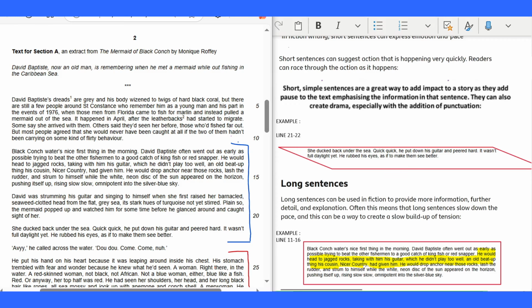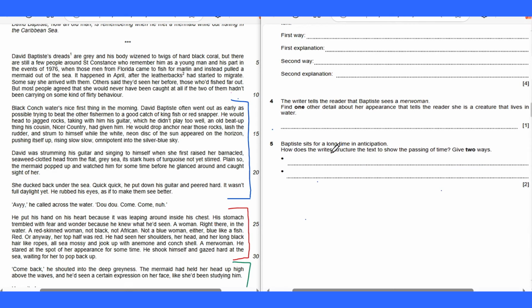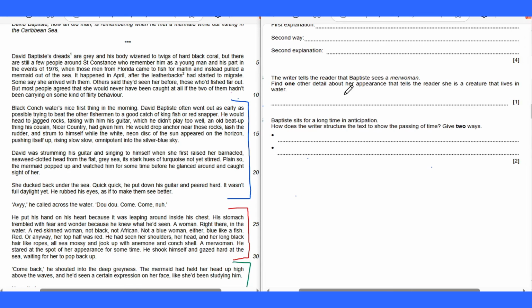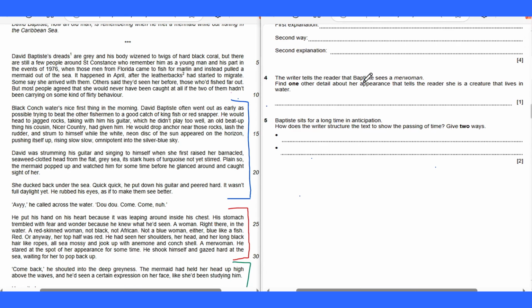Next. Now we are in question 4. The writer tells the reader that Baptiste sees a mermaid. Find one other detail about her appearance that tells the reader she is a creature that lives in water. 10 seconds. So we see the answer from this paragraph. Since the last question we got the answer from this section, now we go to the next paragraph that is marked in the red.